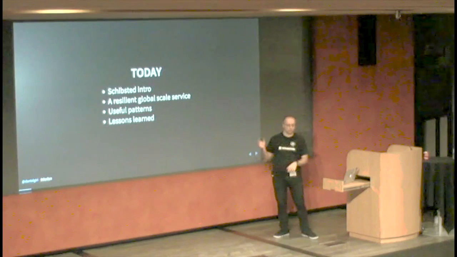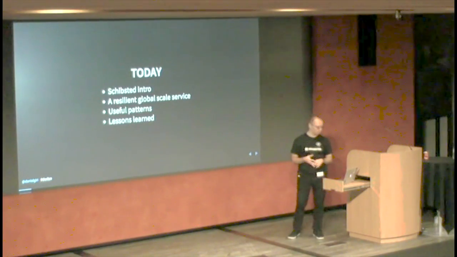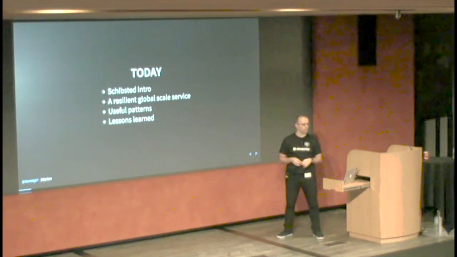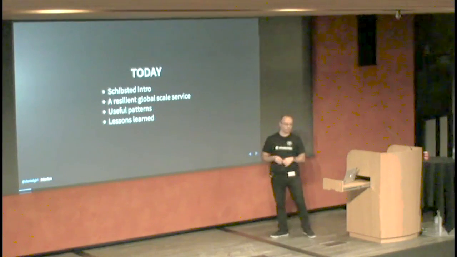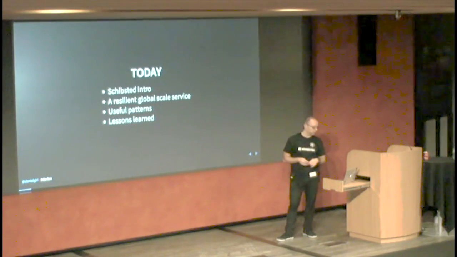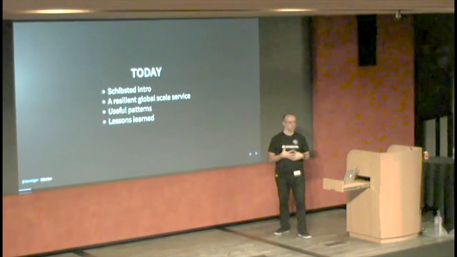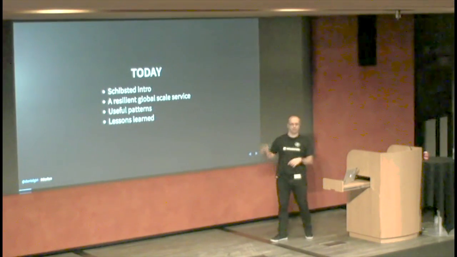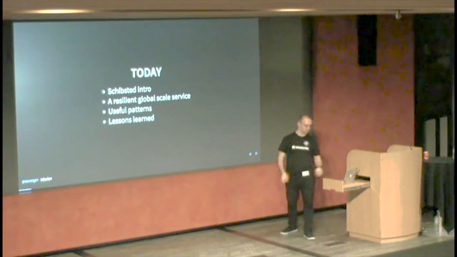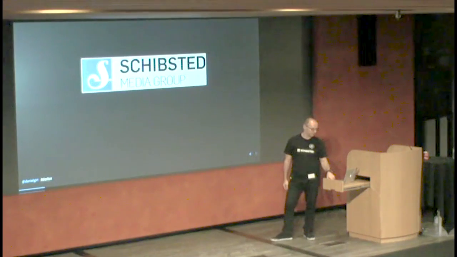So I'll give a very brief intro about Schibsted and why we do the things we do. And then I'll give you an example, hopefully not too much of a war story, of a global scale service we've recently been working on. Then four useful patterns, as in experiences we got when developing that stuff. And then the typical page of lessons learned. So scars we got on our bodies, not literal ones.